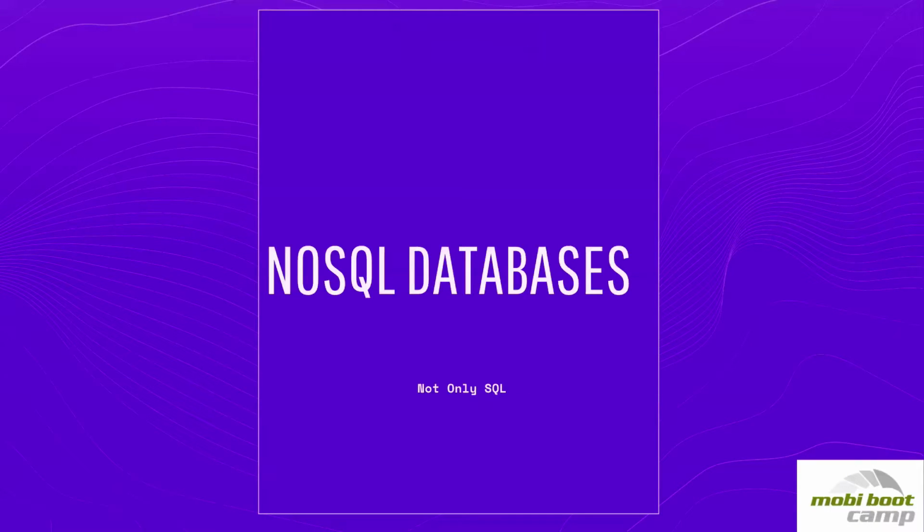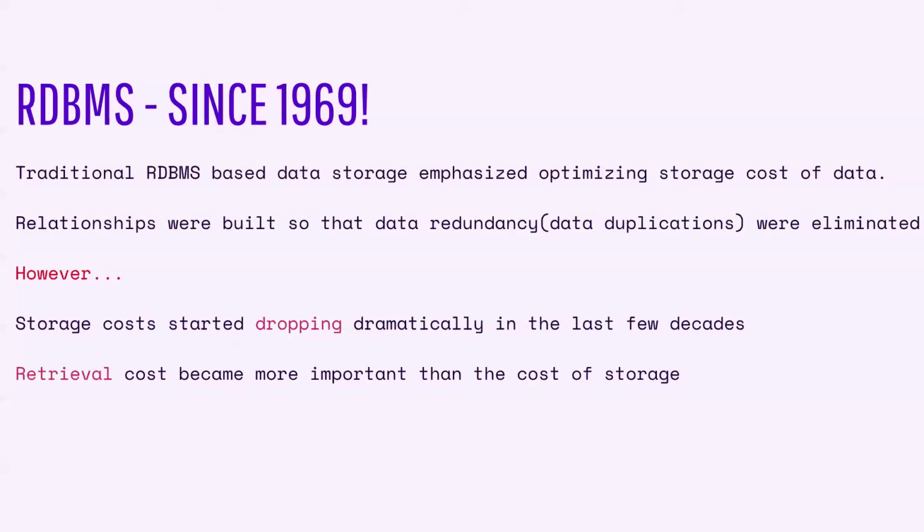All right, so in this lesson, we're going to learn more on NoSQL databases. NoSQL stands for not only SQL. So we saw from the last lesson that RDBMS has been there since 1969, and traditional RDBMS-based data storage emphasized optimal storage cost of the data. So the most important criterion in an RDBMS was, how do you ensure that the data that you're storing is really optimized for storage so that you're not duplicating the data, you're not having data redundancy of any sort.